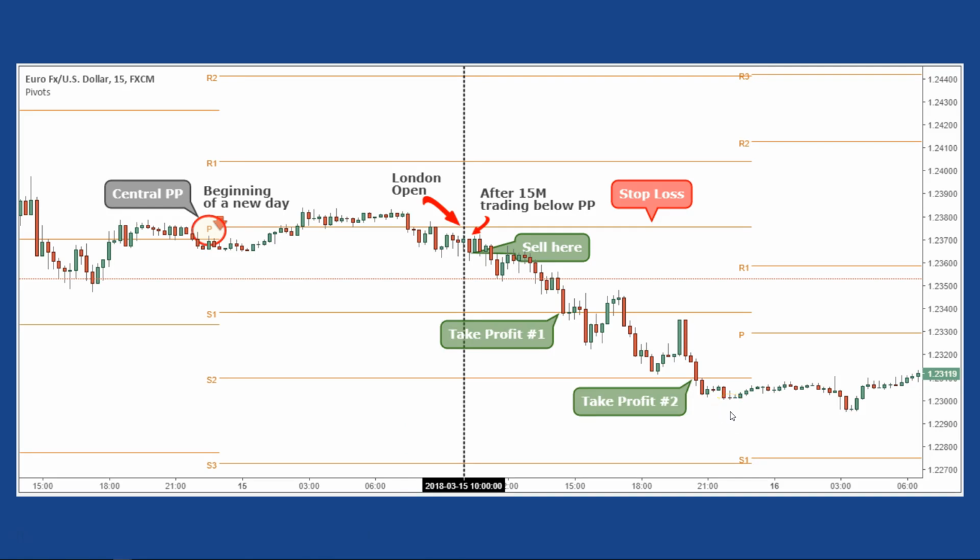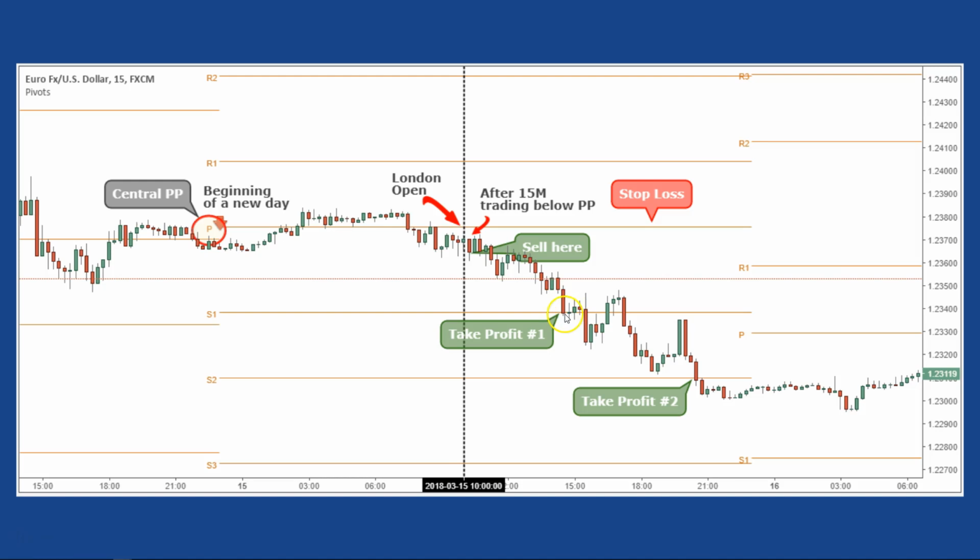And then take partial profit at the second support level and move your stop behind the first support level. Or you can just close your trade at the second support level. I'll show you an example of why you might want to just take half off here and a quarter off here and let it run.